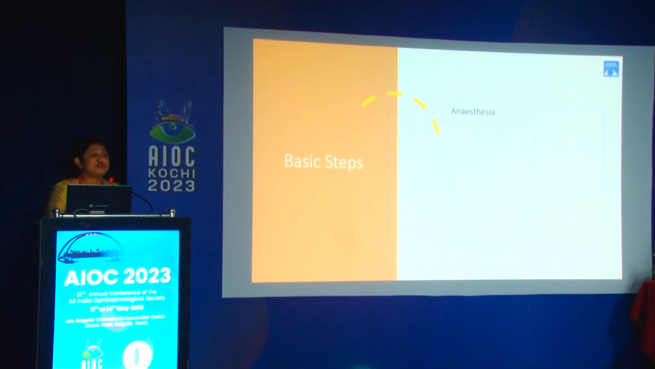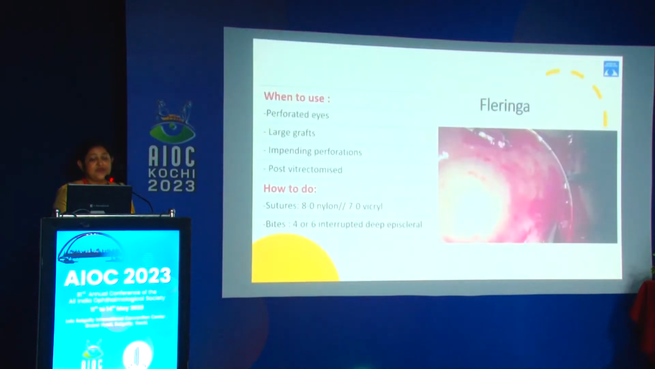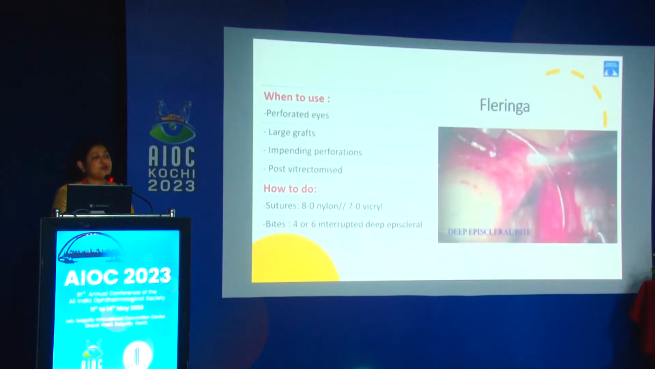So if you have a patient who's a child or an anxious patient, or a patient presenting with a large perforation or a large graft, post-victimized, where you're expecting too much of a thrust, a general anesthesia would be preferred. Otherwise, you can go ahead with a local anesthesia. Flieringa, well, it is primarily used in patients with perforated eyes, in eyes with larger grafts, impending perforations, and post-victimized. At SM, we prefer to use a Flieringa in most of our cases. And how do we do it?